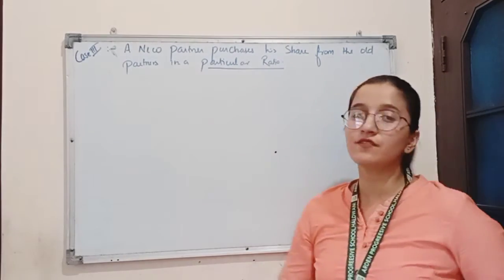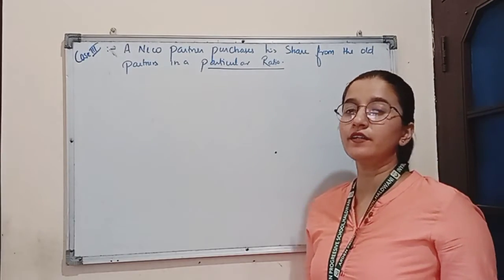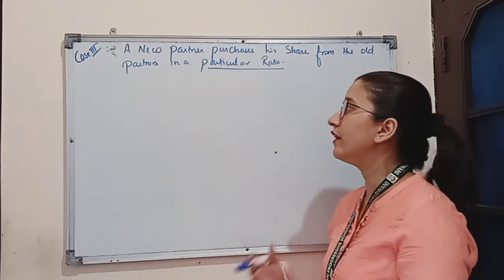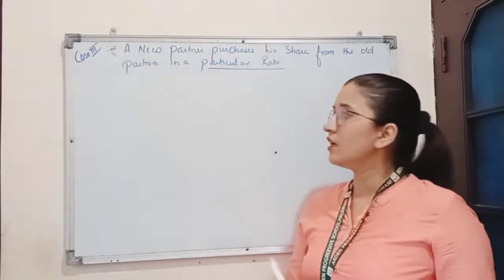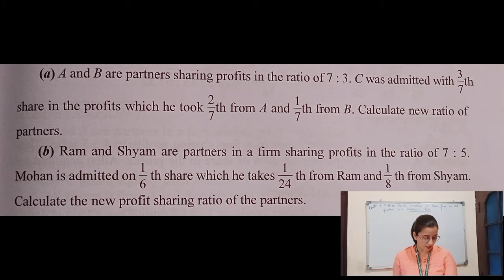In the previous case, we have studied that the new partner was acquiring his share from the old partners either equally or in the given proportion. So we will understand this case by solving a question. Question is, A and B are partners sharing profits in the ratio 7:3. C was admitted with 3/7 share in the profits, which he took 2/7 from A and 1/7 from B. Calculate the new ratio of the partners. Now this was the first part.